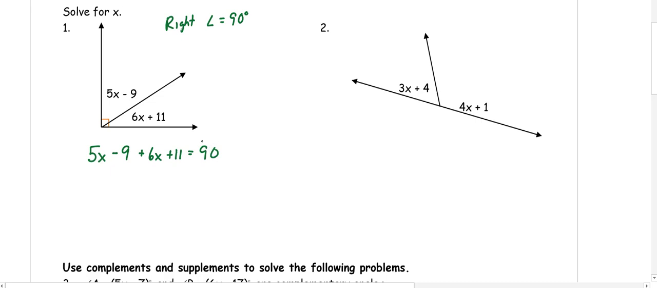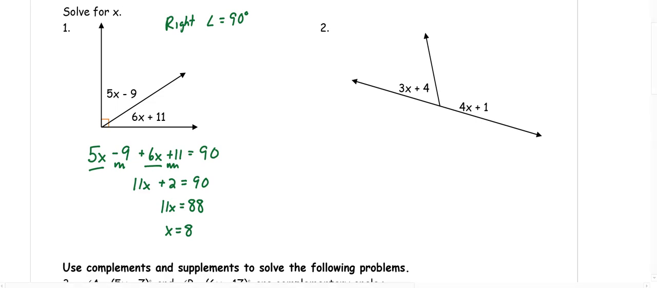So first I want to combine like terms. 5x and 6x get us 11x. Negative 9 plus 11 gets us plus 2 equals 90. Then in order to solve for x, I want to subtract 2 from both sides. So 11x is equal to 88. Divide by 11, so x is 8.